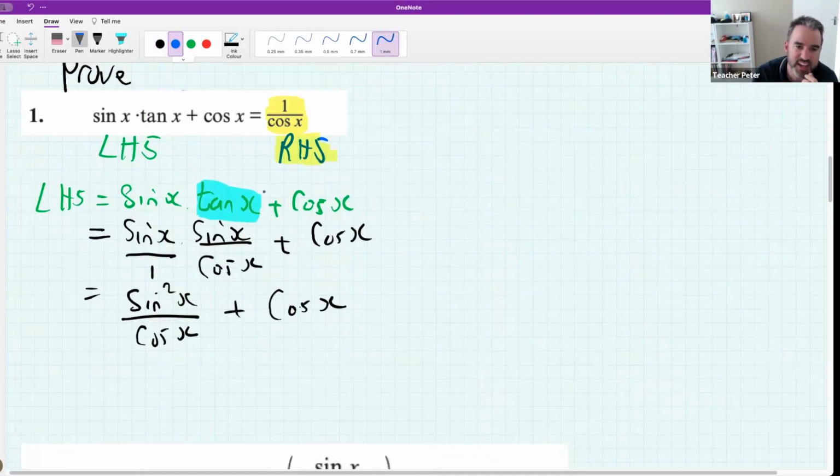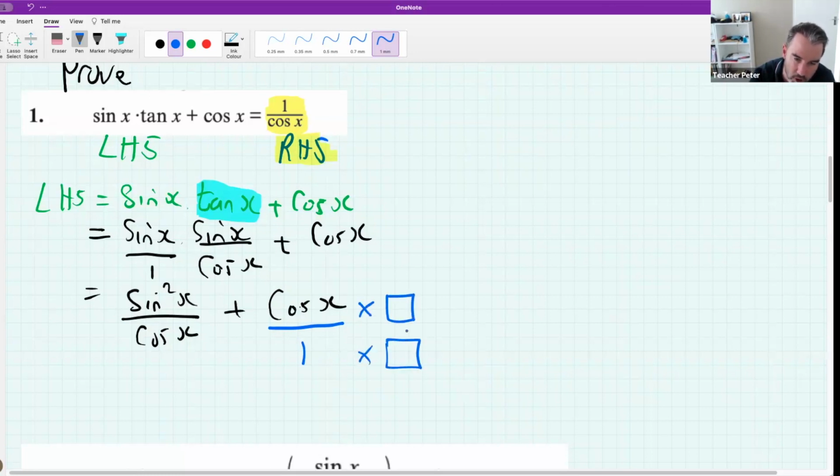Okay, here is the sneaky bit. The problem I have is that these denominators are not the same, but there is something I can do to make this denominator what I want it to be. I also need to then do something to the top, so I'm going to indicate that by a block. And the reason is the block is the same, so it doesn't change anything. What do you think is going to go in the blue block?